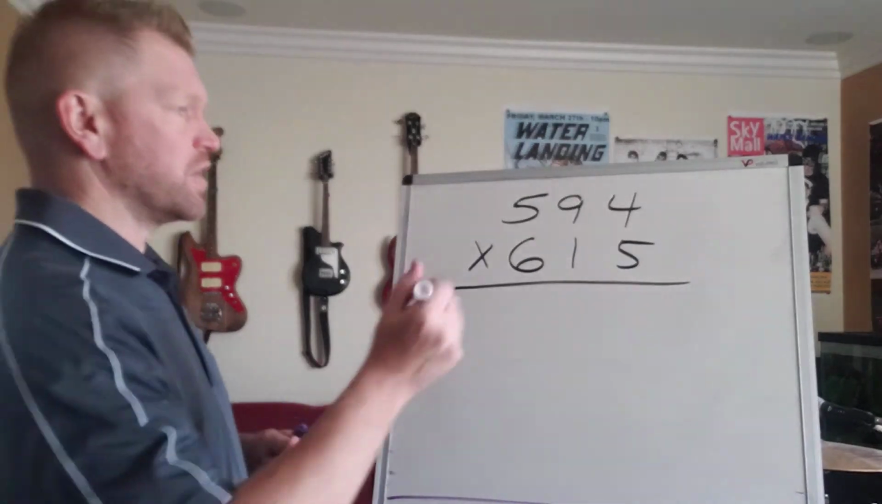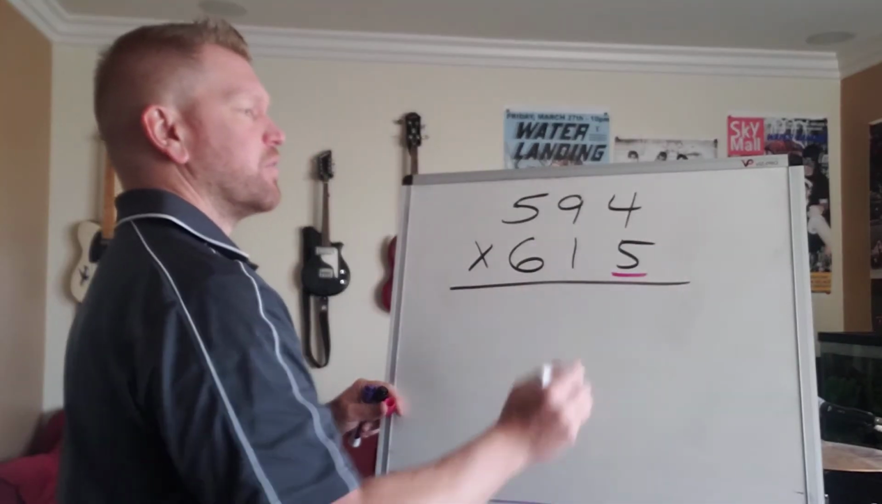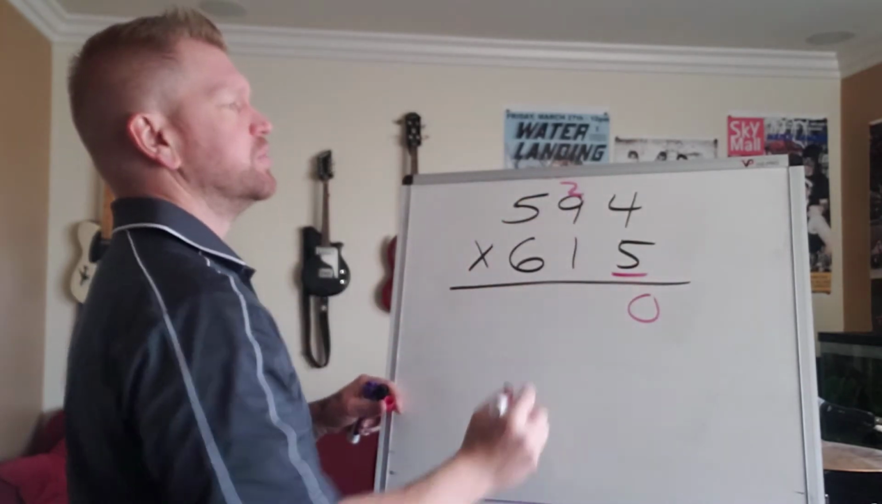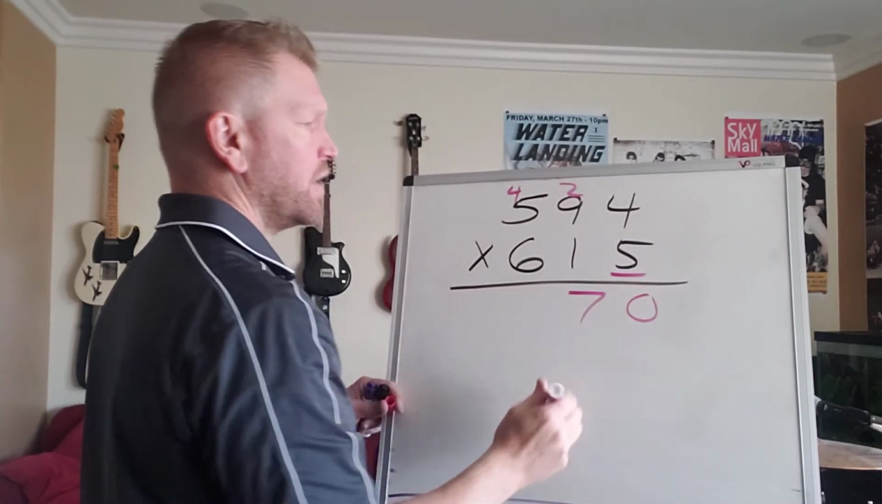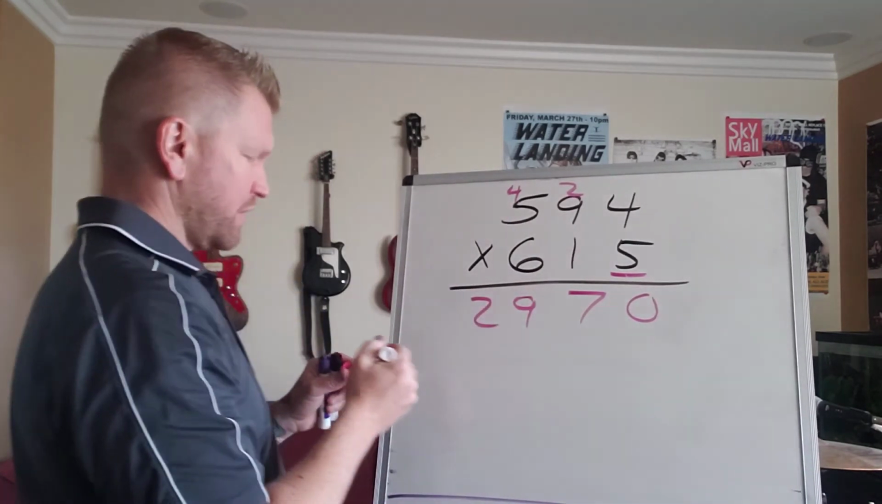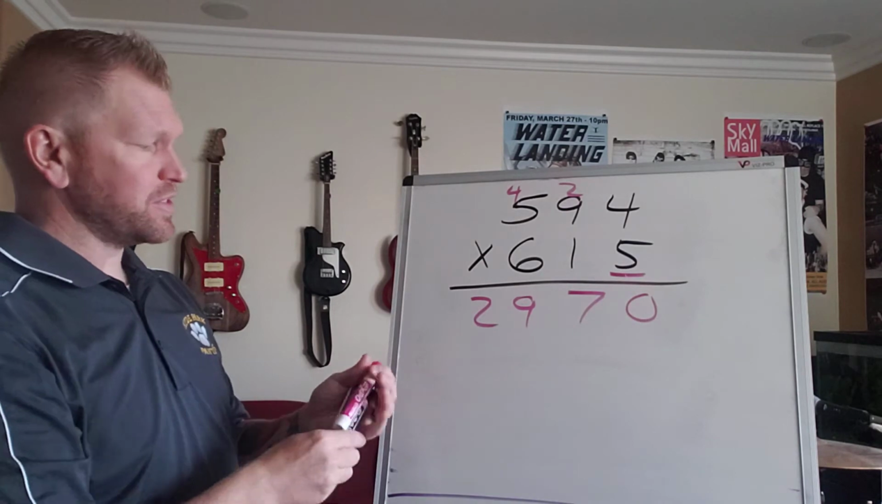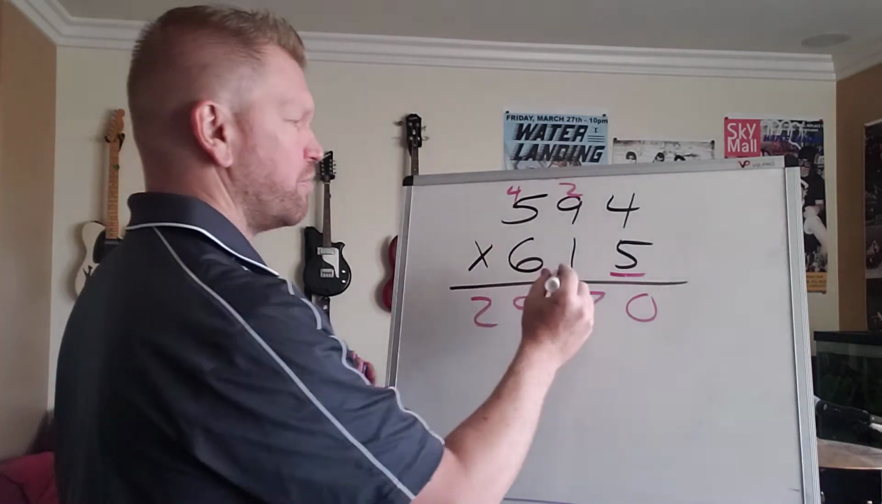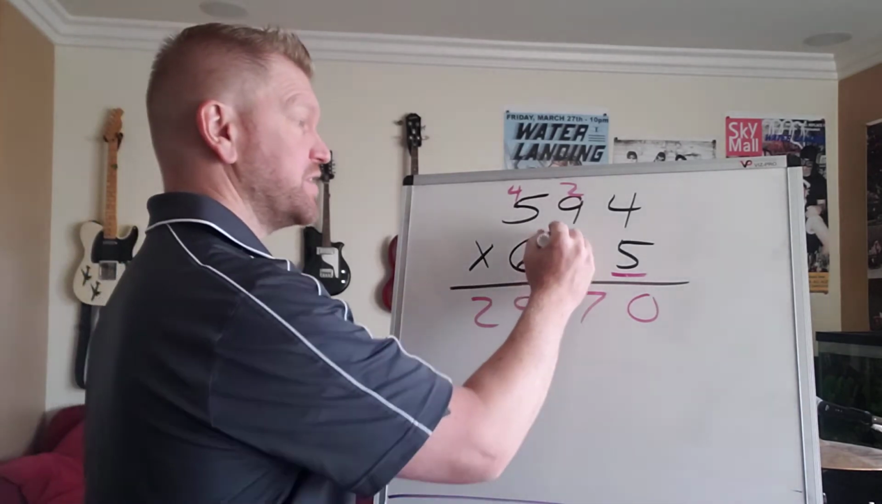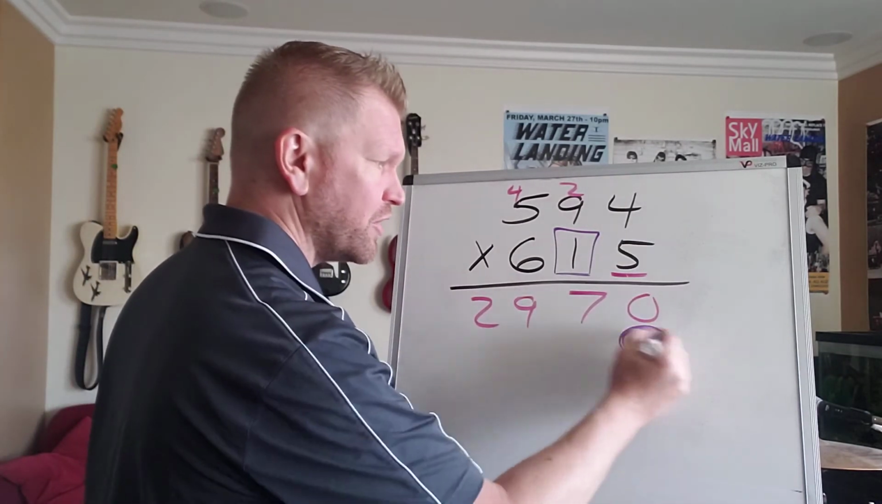All right, so starting with the ones place, we've got to do 5 times 4, 20. 5 times 9 plus 2, that's 47. All right, so now 5 times 5 plus 4, that's 29. Okay, so we're done with the ones place. Now we're going to multiply by this 1 that's in the tens place. But remember, since we're now in the tens place, we have to hold a place value there.